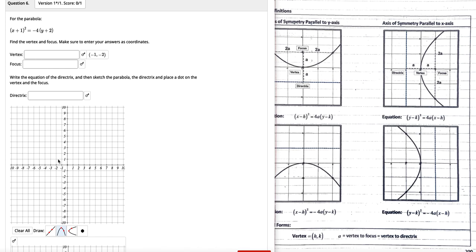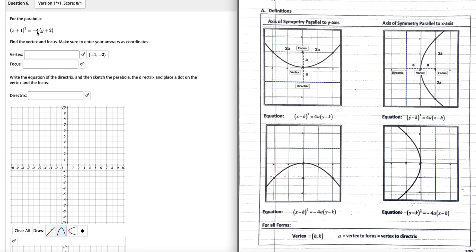Okay, so let's use this example for how to get all of this stuff graphed in XYZ, along with just how to do the problem. So we're given this equation. It's already in standard form, so that's nice.